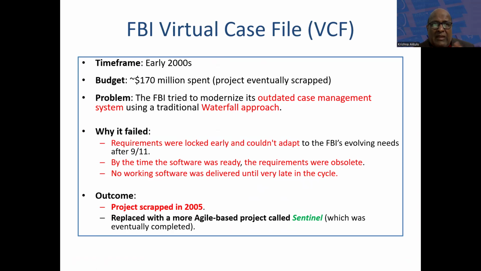I mean, the requirements before 9/11 and after 9/11 were totally different. But here, the requirements were locked. So by the time the software was ready, it was addressing the old requirements, not at all addressing the present situation. So no working software was delivered, though they took a lot of time. The outcome is that the project totally got scrapped in 2005. Again, they built it using an Agile-based methodology. They built the Sentinel project, which was finally completed and is working fine. This is one example where, because of waterfall, the project got scrapped.